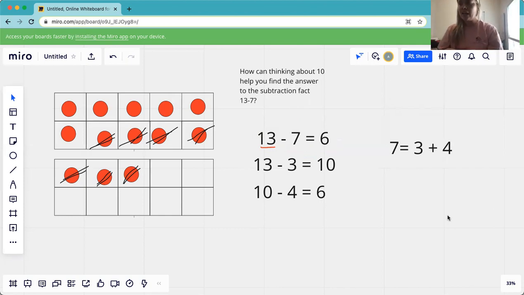Now I'm going to make another problem, and I want you to do it with me this time. So that means that you need to make a tens frame. Remember, you have 5 on the top and 5 on the bottom. And then you need to make another tens frame underneath it because we're going over 10. We're using teen numbers.